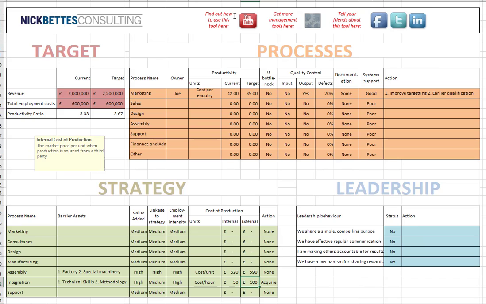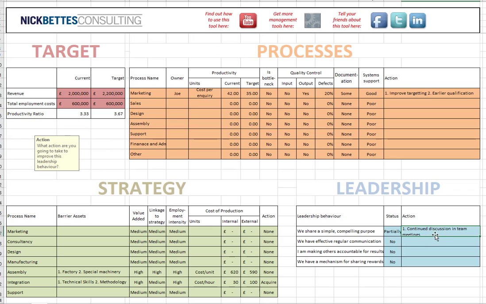Okay, in the final area, we're going to look at leadership. Now, how does leadership impact productivity? Well, here are four key behaviors that good leaders exhibit in order to drive productivity, which is essentially motivation and accountability of your staff. And we've just got a simple assessment here of how you as a leader are doing in each of these. So there's that simple shared compelling purpose. Well, we're partially there.